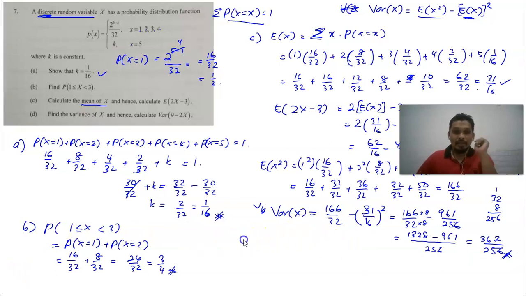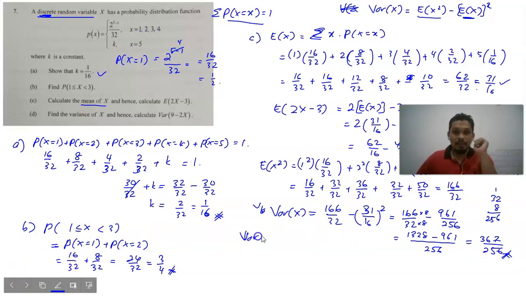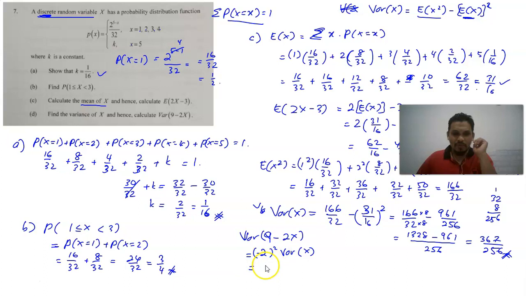So then, the variance of 9 minus 2x equals the variance of negative 2x, the variance of a constant 9 equals 0. So with the 2x here, it's negative 2 squared times the variance of x. Negative 2 squared equals 4, and the variance of x is 367 divided by 256.